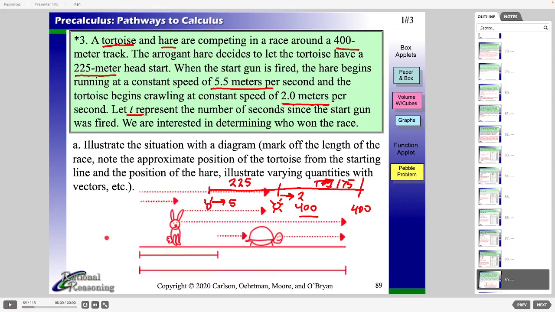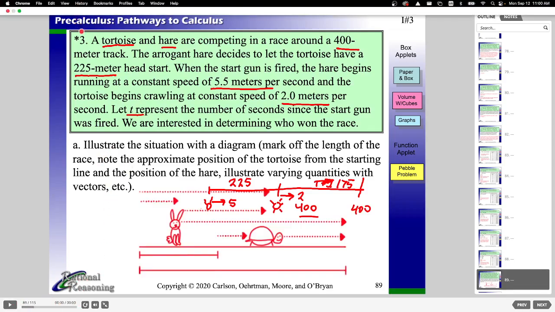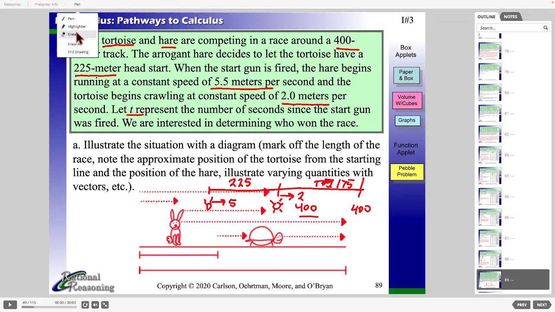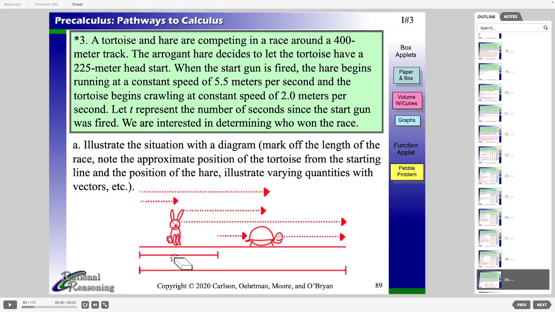So what do they give? Let me erase all my drawings. I kind of like to talk through it. Just erase all. So yeah, they went with a straight line. You could label all the parts: 400 meters for the total race, 225 meters head start for the turtle, 2t and 5.5t. Again, pay attention to rates. Okay, so that's our drawing, which is helpful as we go through and do everything.